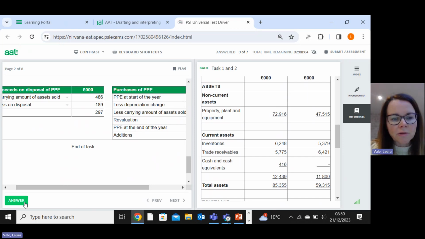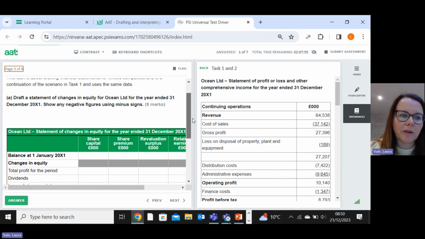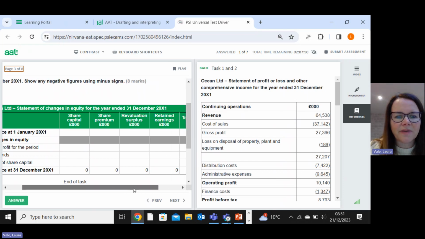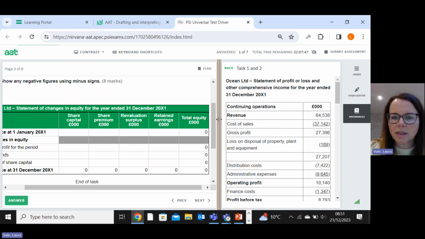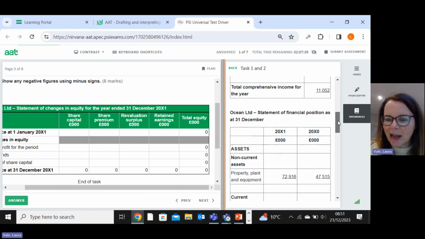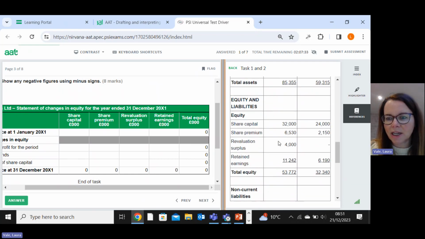Right, so we answer that one, which brings us to task 2, which is 8 marks doing the statement of changes in equity. I always find these fairly straightforward, but let's just squeeze that slightly so I can see it easier. I'll probably do it wrong now, I've said that. So we go down and we find our opening and closing equity section. So with cash flow, you're given the 2 sets of data. So this is what you need to start with, and this is what you need to finish with.